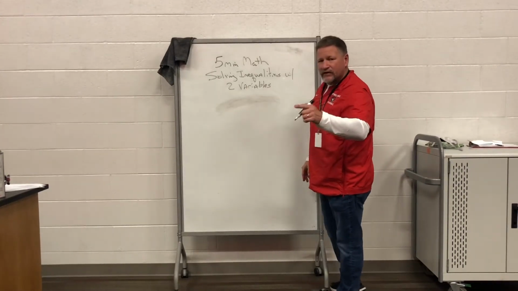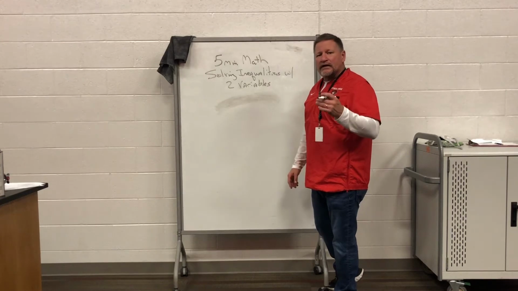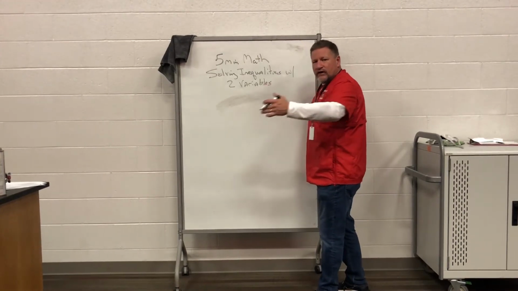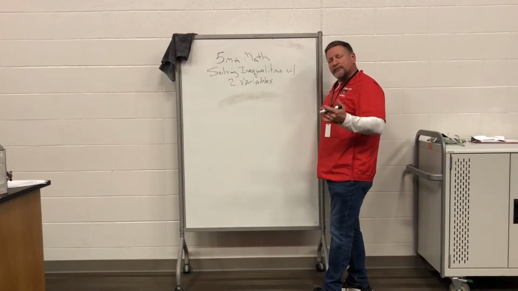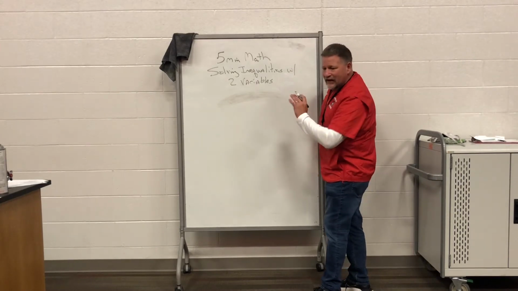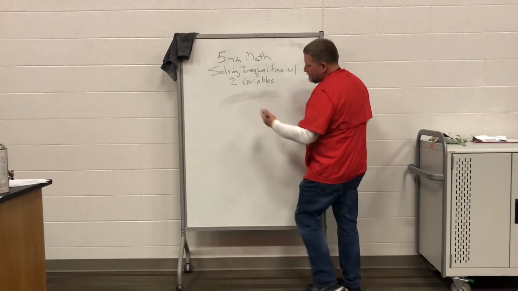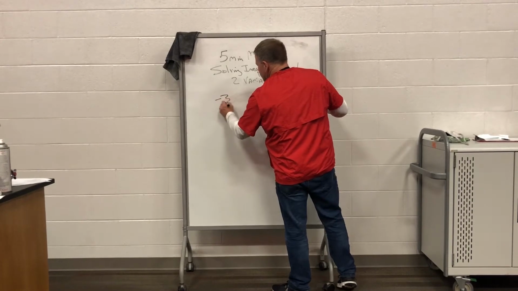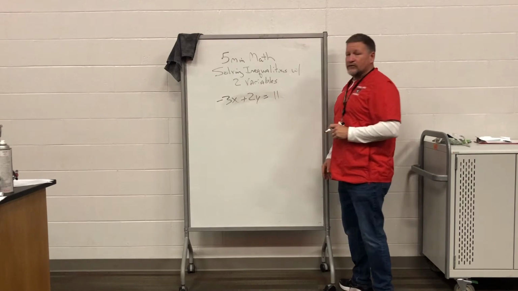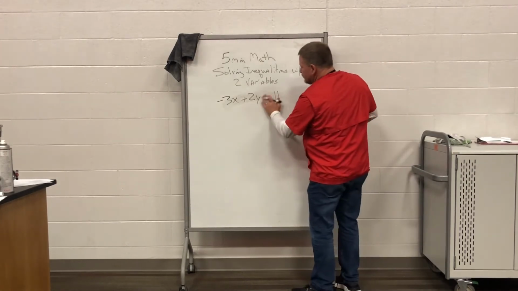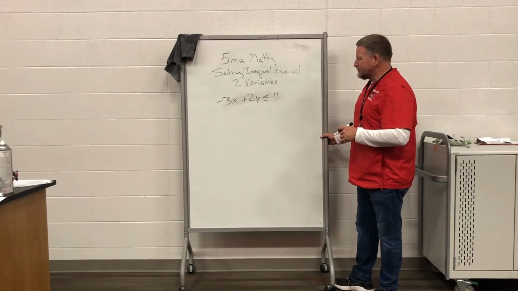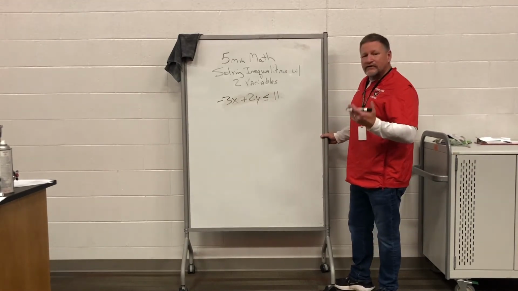But remember back to yesterday, we said when we solve inequalities, the one difference between solving an equation and solving an inequality is when we multiply or divide by a negative number. Whenever we do that, we have to take that sign and change the direction or flip it. So let's say I've got this. Negative 3x plus 2y is less than or equal to 11. All right, so now I want to isolate y.